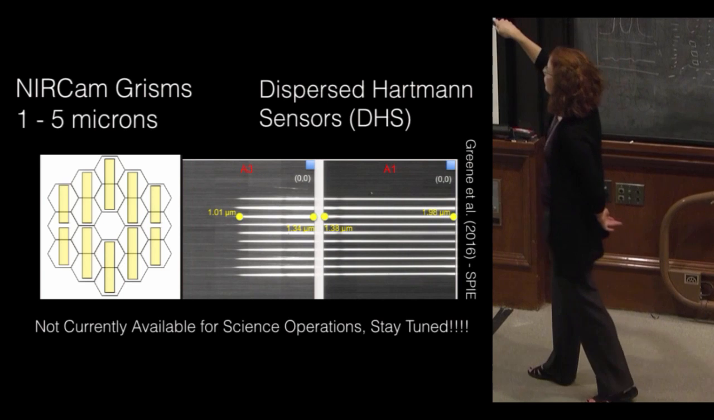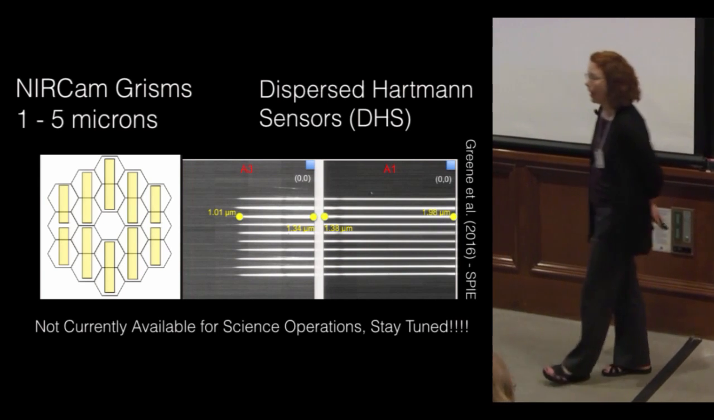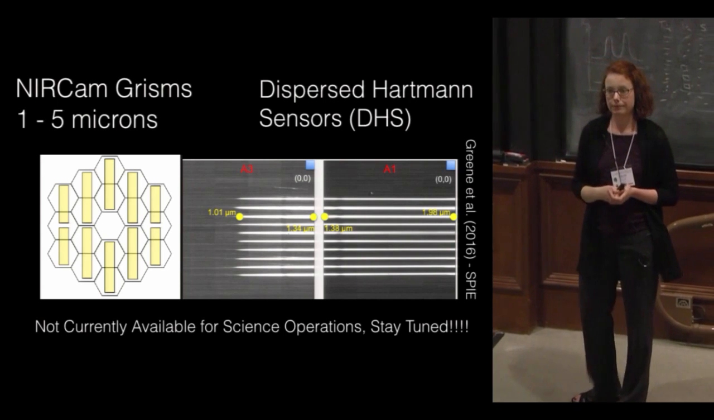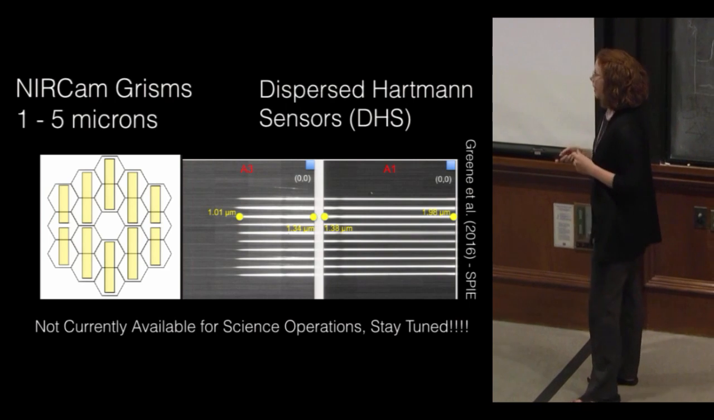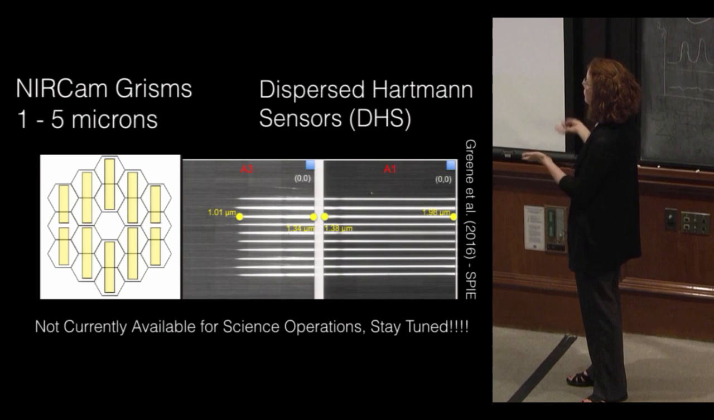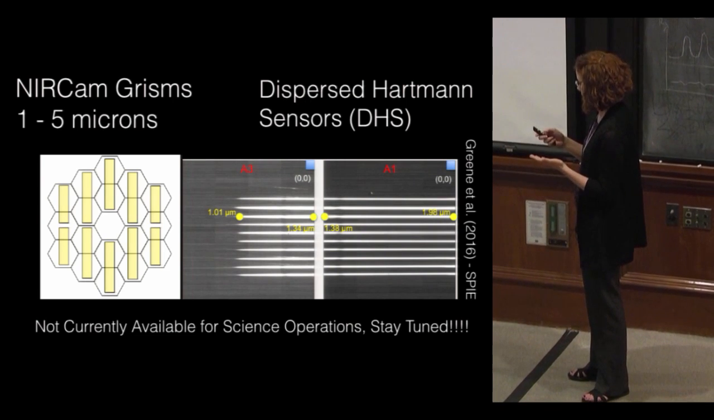Well, these can be really useful for especially bright sources because you have your source then dispersed over 10 different spectra. So we're working to hopefully make it available in cycle 2. But stay tuned, because this could be one of the most efficient ways to cover the whole 1 to 5 micron region.